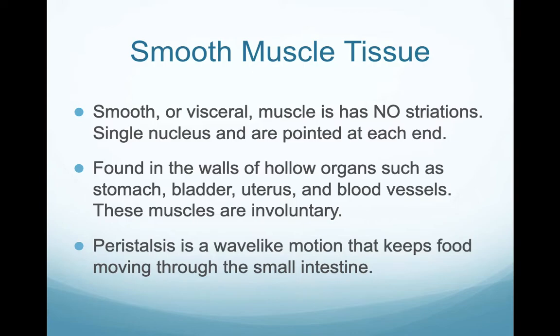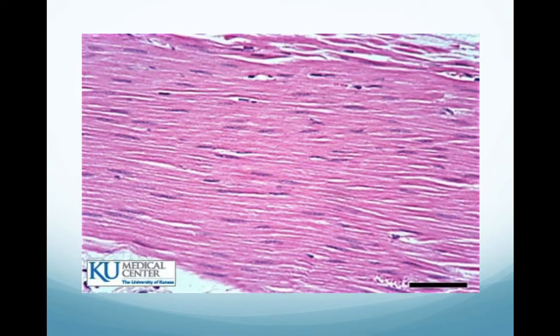So smooth muscle, you need to know what's in. It does not have striations. It is uninucleate. It is involuntary, and it's in your hollow organs. So this is what it looks like. So you can see it's just kind of these smooth, pink, wavy cells.